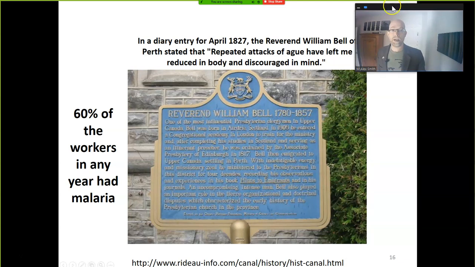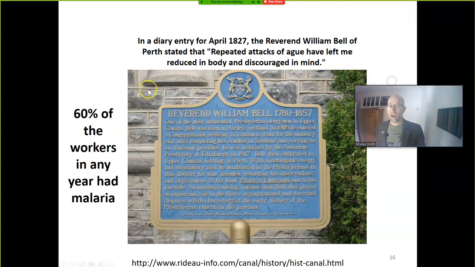And so here's a diary entry and one of the historical markers along the length of the canal. A diary entry from the Reverend William Bell of Perth stated, "Repeated attacks of ague have left me reduced in body and discouraged in mind." This was malaria that he was affected by. So it was by far the largest cause of disease in the important construction in eastern Ontario of the Rideau Canal.